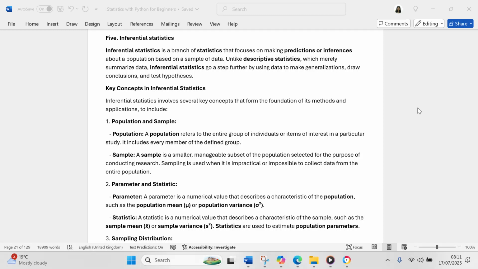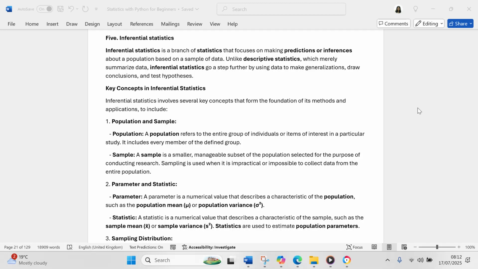In this video, what we're going to talk about is inferential statistics. Inferential statistics is a branch of statistics that focuses on making predictions or inferences about a population based on a sample of data. Unlike descriptive statistics, which merely summarize data, inferential statistics go a step farther by using data to make generalizations, draw conclusions, and test hypotheses. So you've got the key concepts in inferential statistics.